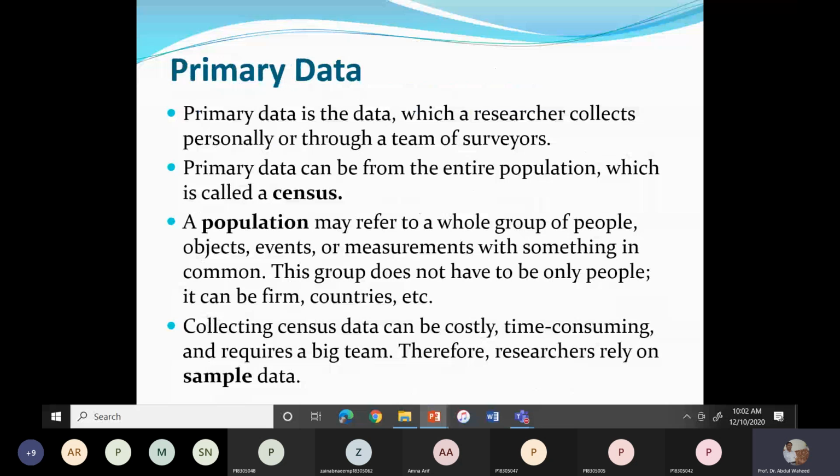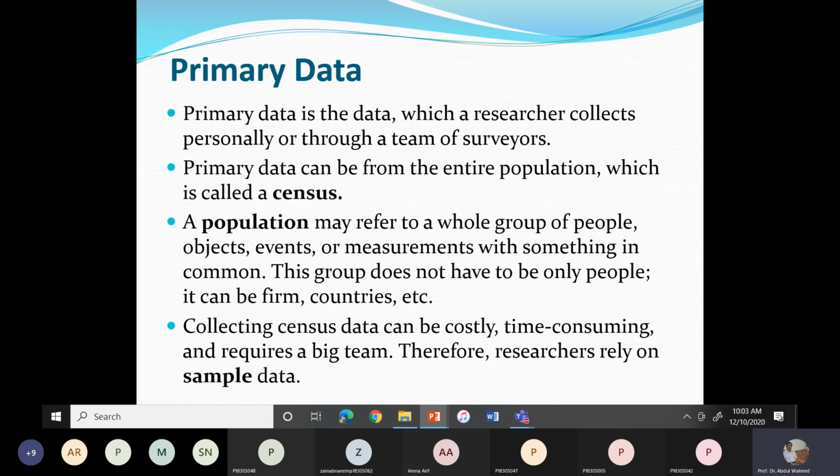Okay, then we have data. We have primary data. This is the data which a researcher collects personally or through a team of surveyors. And if you want to collect primary data, then you have to define your population. And if you get the data for the entire population, it is called census. Now, population refers to a whole group of people, objects, events, or measurements with something in common.